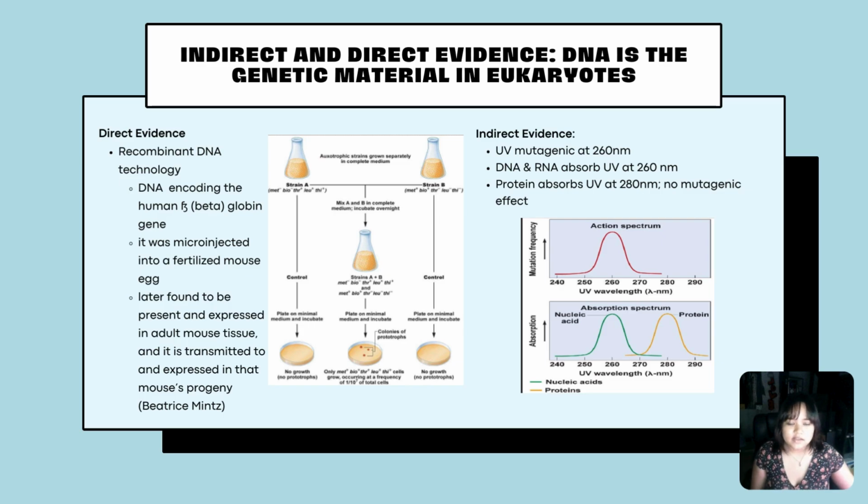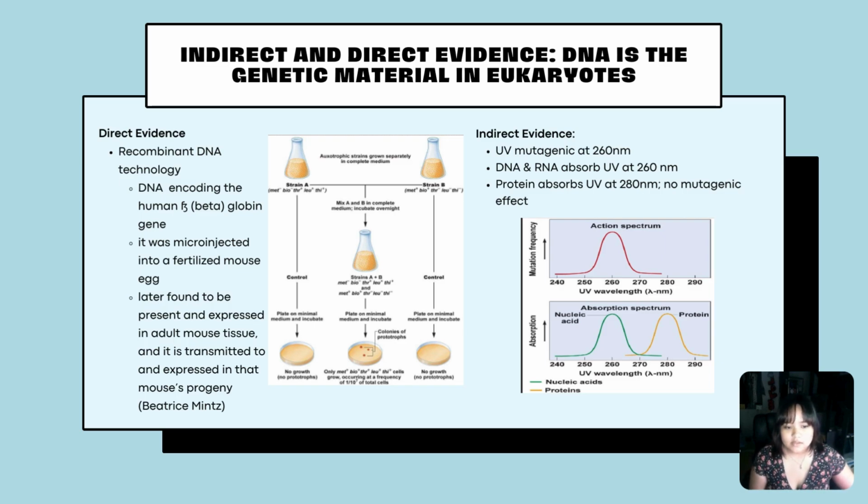Also under indirect evidence, DNA encoding the human beta globin gene was microinjected into a fertilized mouse egg. It was later found to be present and expressed in adult mouse tissue, and it is transmitted and expressed in the mouse's progeny. This was conducted by Beatrice Mintz.